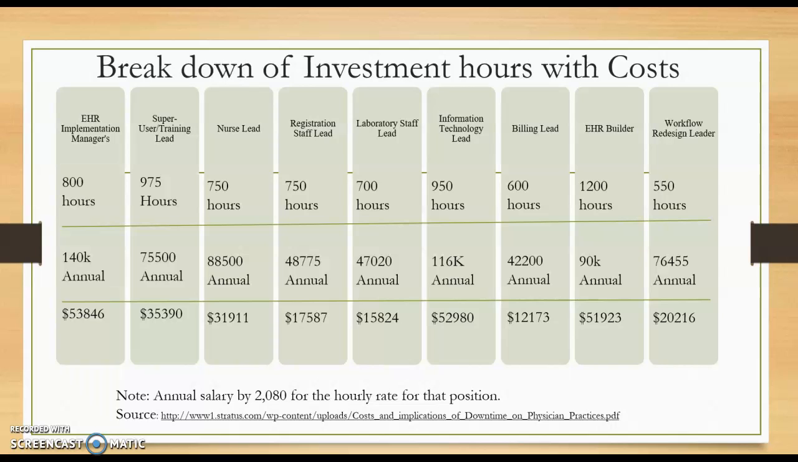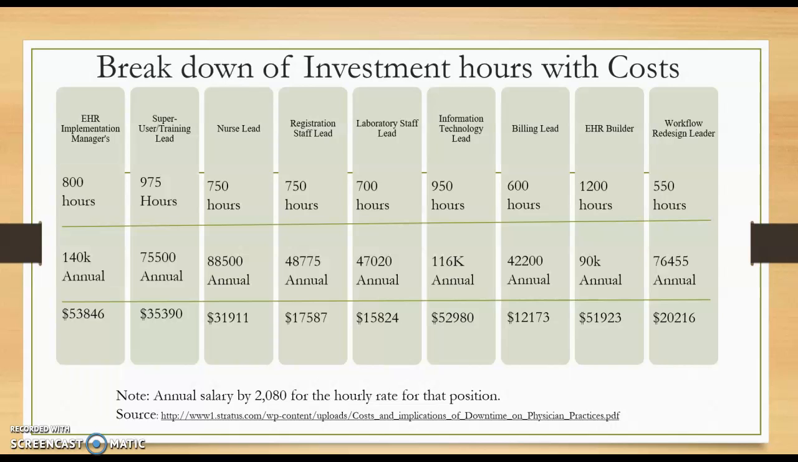Here we'll be breaking down some of our investment hours with cost. As we know, the EHR implementation manager requires 800 hours for this project, whose annual salary is 140K. Our project cost will be $53,846. Similarly, super user training lead with 975 hours with annual 75,500, our project cost will be $35,390. For nurse lead with 750 hours and annual salary 88,500, our project cost total will be $31,911.